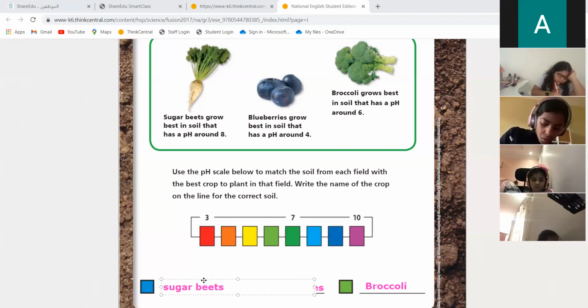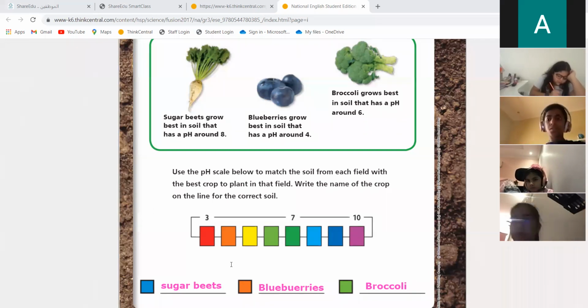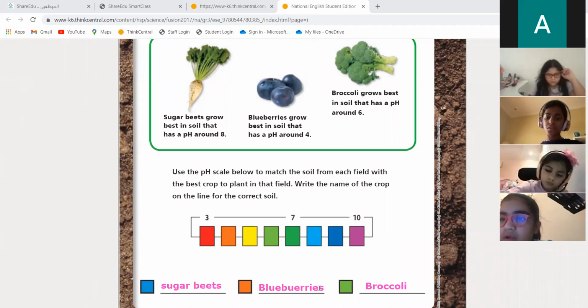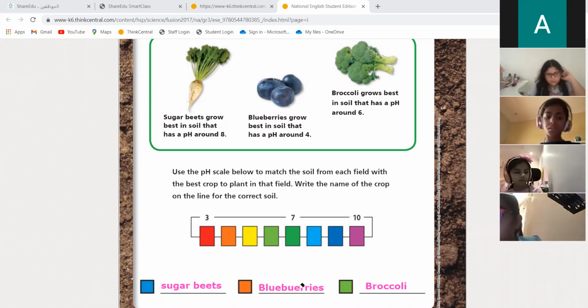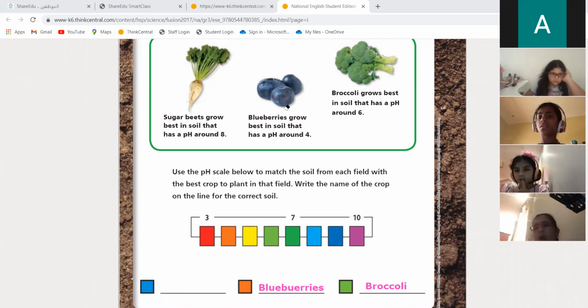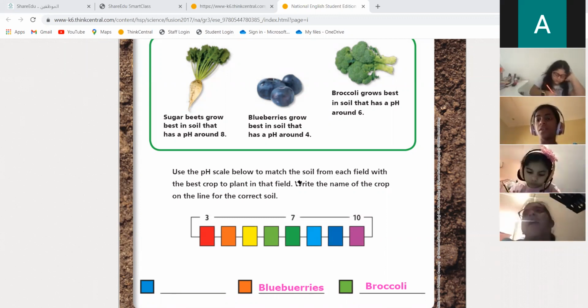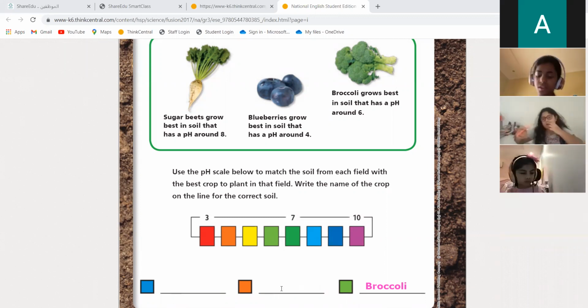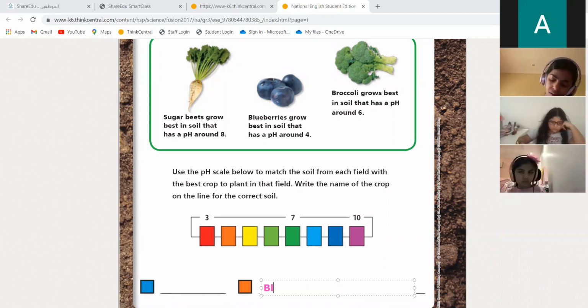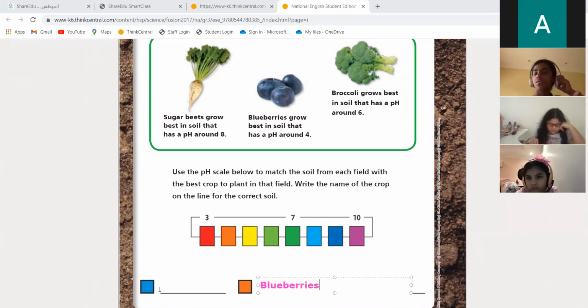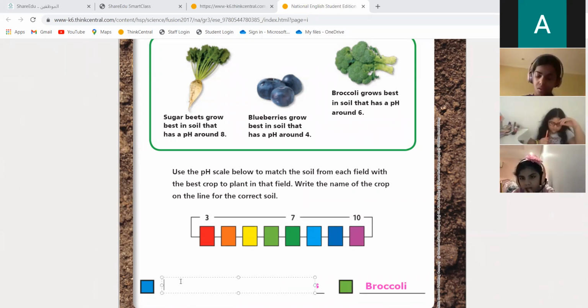Miss, you forgot the blueberries. I forgot what? You forgot the blueberries. It's not done. Miss, why did you put a U? Miss, what is the one beside the blueberry? What kind of fruit or vegetable is this? Sugar beets. What? Sugar beets. We put it in salad.